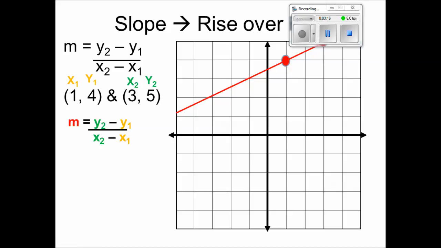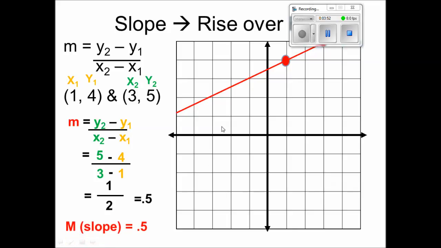So if we start plugging all of these in, m is equal to our y2 value, which we labeled as 5, minus our y1 value, which we labeled as 4, divided by our x2 value, which we labeled as 3, minus our x1 value, which we labeled as 1. When we plug that in, 5 minus 4 is equal to 1, and 3 minus 1 is equal to 2, so you get 1 divided by 2, which gives you 0.5. Therefore, the slope of this line is equal to 0.5.